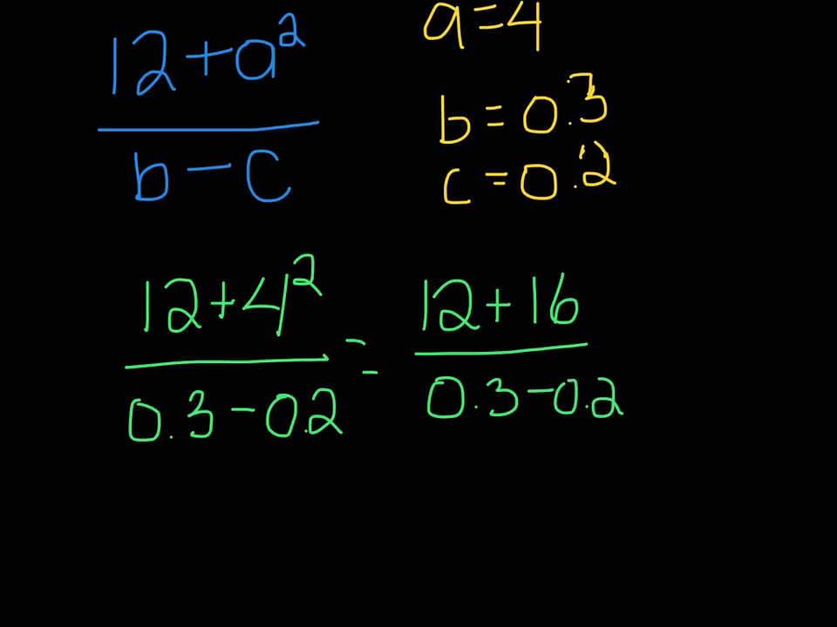So our next step is to go ahead and add that up top and do the subtraction on the bottom. So 12 plus 16 equals 28 over 0.3 minus 0.2 is 0.1. And now we just divide those, and our answer equals 280.